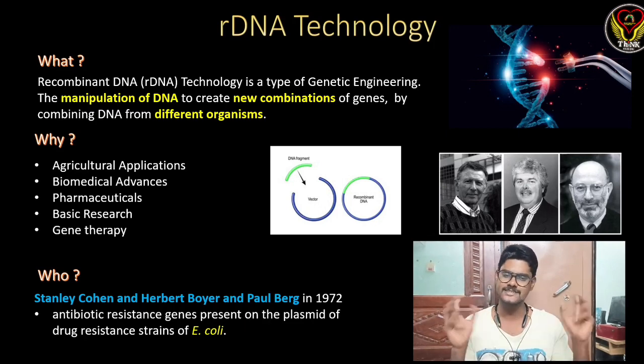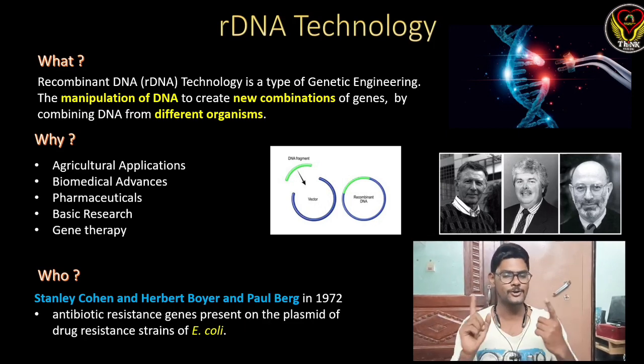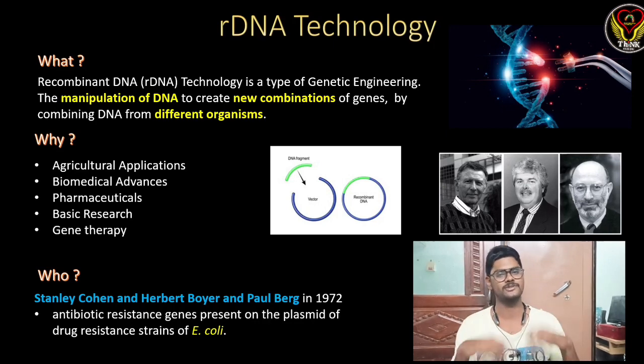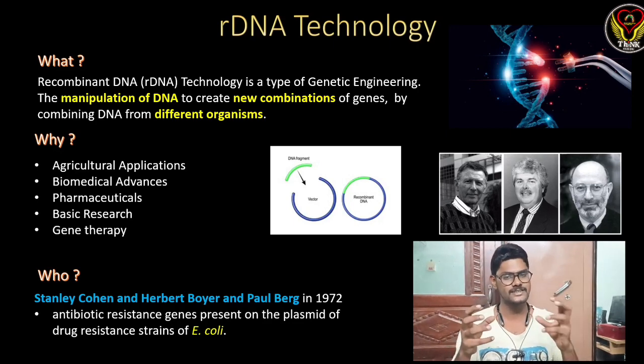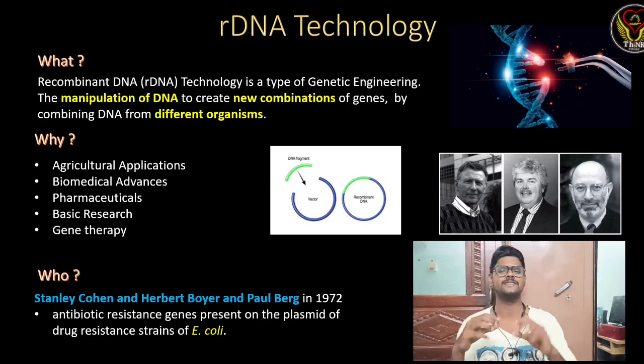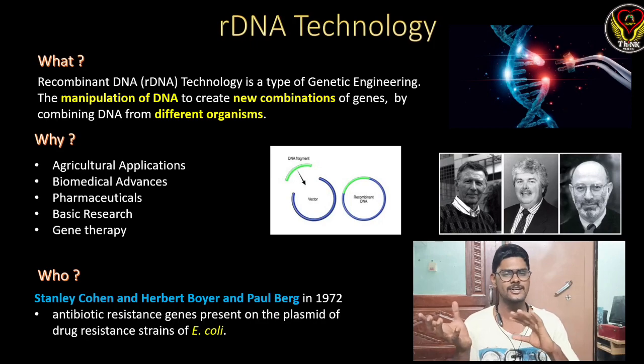So, who discovered this rDNA technology? First Stanley Cohen, Robert Boyer and Paul Berg in 1972. These are the three people who found this rDNA technology. How did they find it? They found antibiotic resistant genes present in a plasmid of a drug resistant E. coli. From that only they founded this rDNA technology. So, now let's check out what are the steps involved in this rDNA technology.